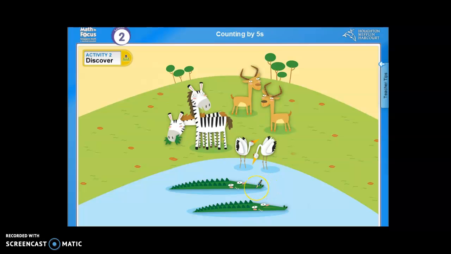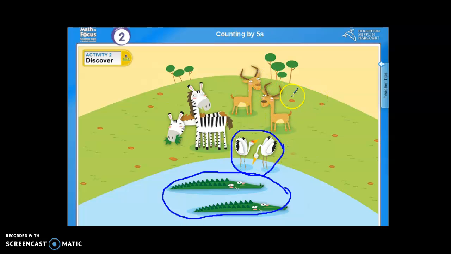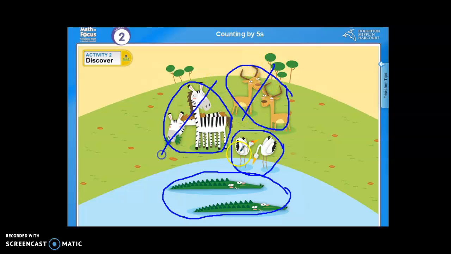So we first are going to circle the groups of two with each animal. So there's 1, 2 crocodiles. There's 1, 2 of the birds. There's 1, 2 of the antelope. And there's 1, 2 of the zebras. All right, let's practice counting by twos. Ready? 2, 4, 6, 8. There are 8 animals on the page.